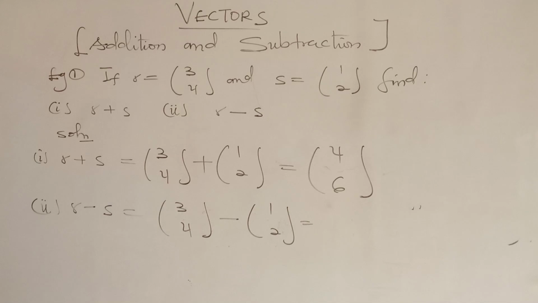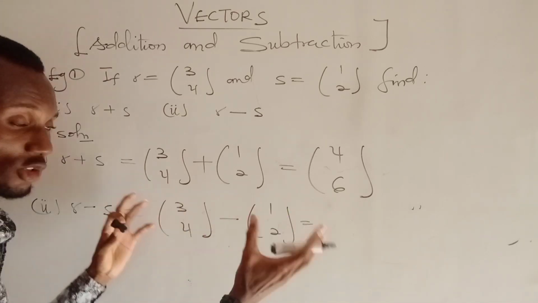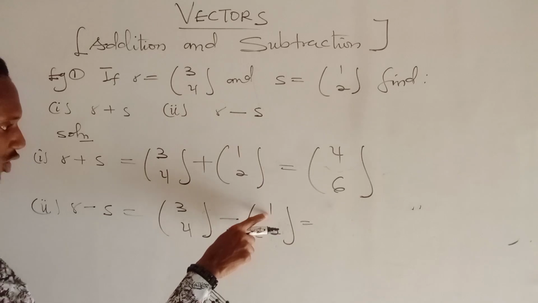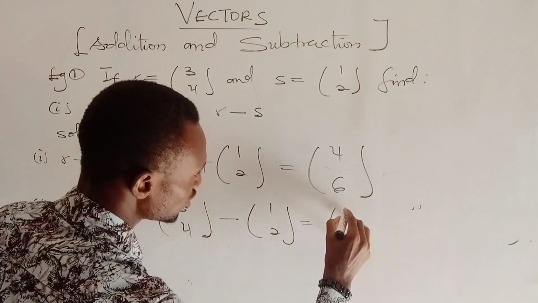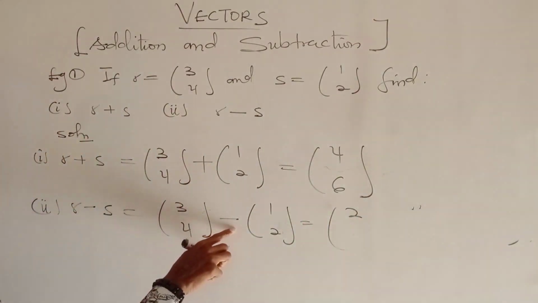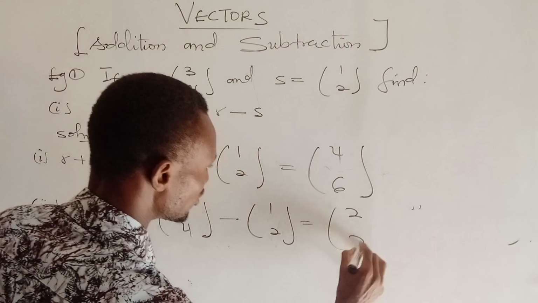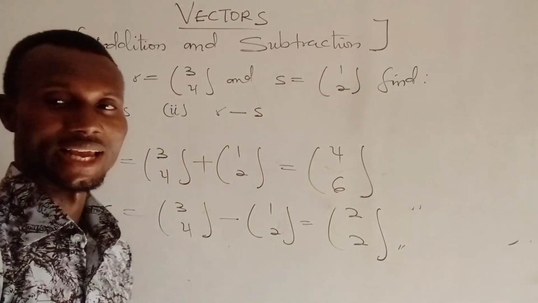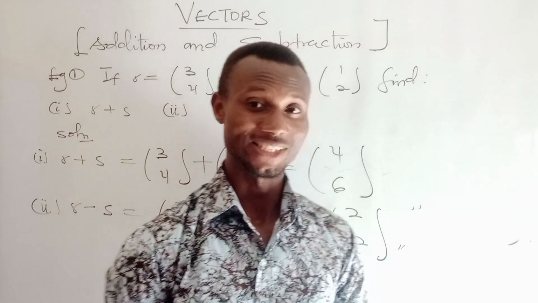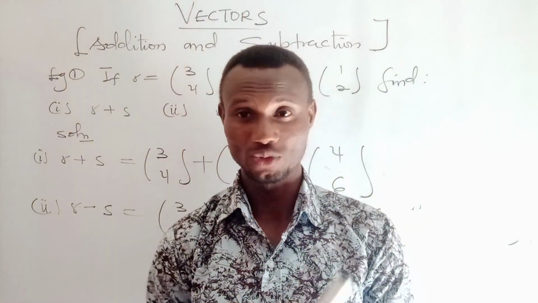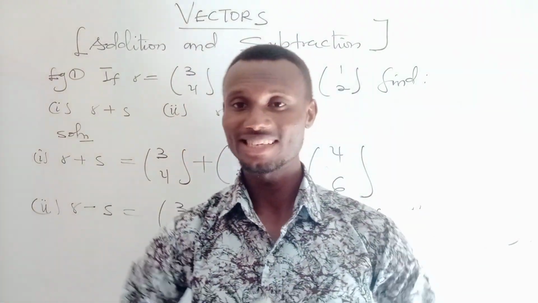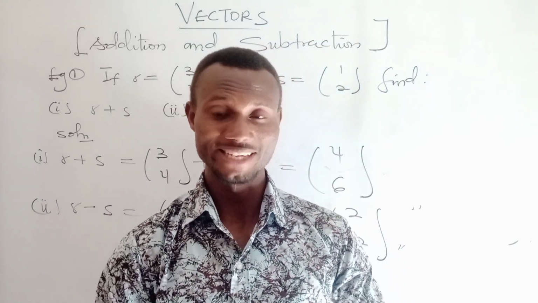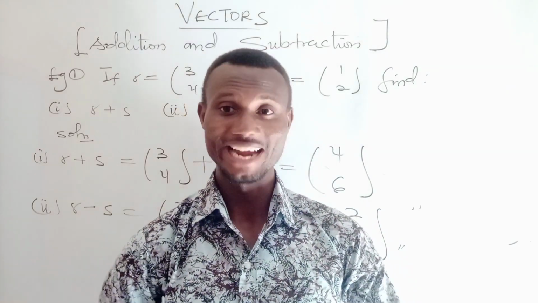So now let's go ahead and simplify. We subtract corresponding components. So 3 minus 1 is going to be 2, and 4 minus 2 is going to be 2. And this is our final answer. I hope the explanation was clear enough and you understood it as well. So this is how to handle addition and subtraction of vectors.